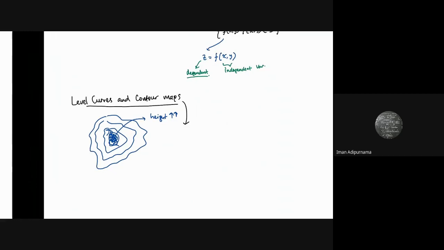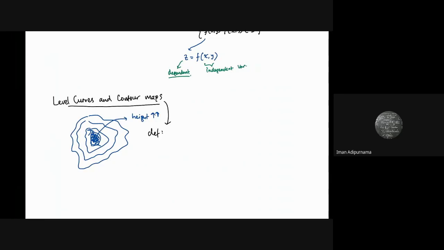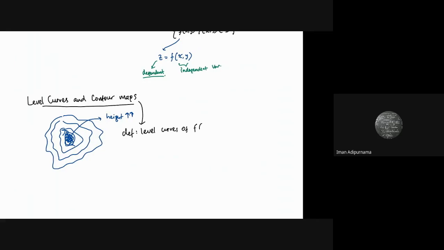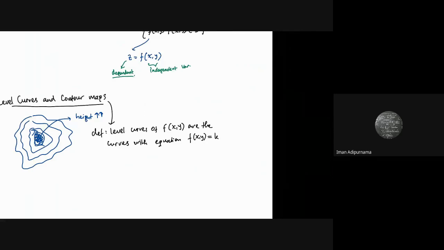So the level curve definition is: the level curves of a function f of x, y are the curves with equation f(x, y) equal to k, where k is a constant in the range of f. Okay.